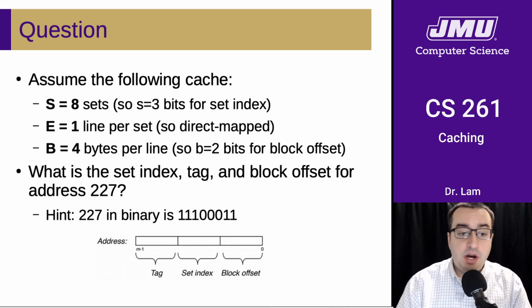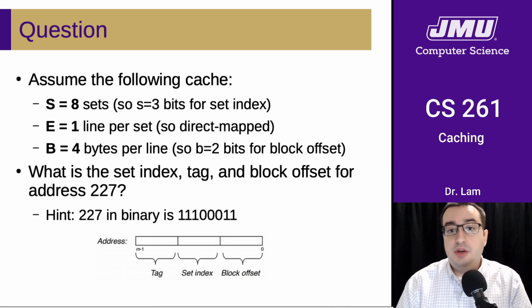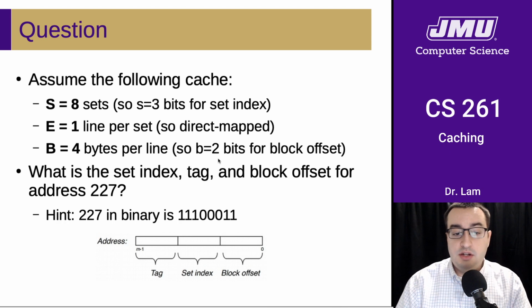E is going to be 1, which means that there's one line per set, which means we're dealing with a direct mapped cache. So basically, there's going to be one line for every cache set. And then B is 4, which means that there are 4 bytes in each cache line, which means that we'll need to reserve 2 bits for the block offset.